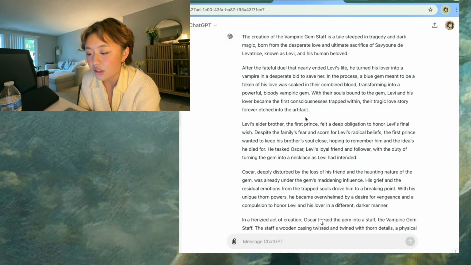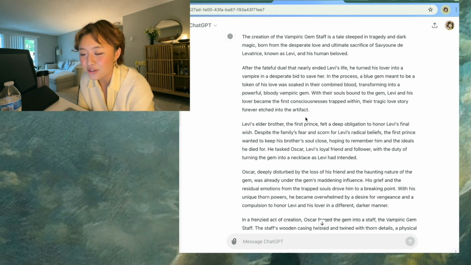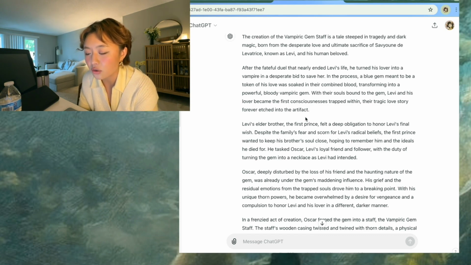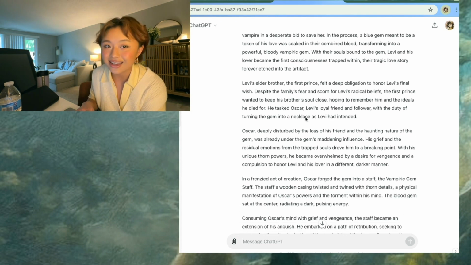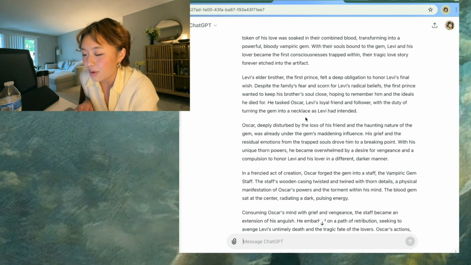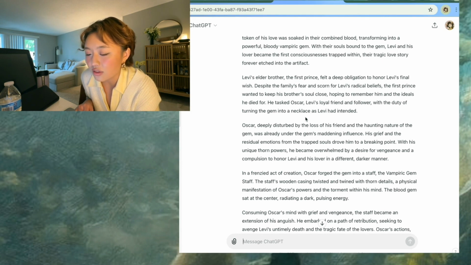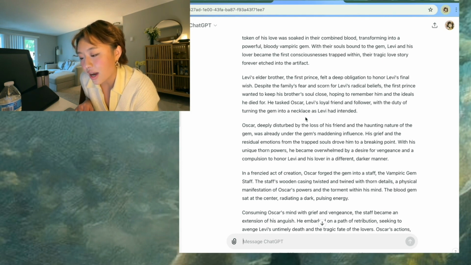Despite the family's fear and scorn for Levi's radical beliefs, the first prince wanted to keep his brother's soul close, hoping to remember him and the ideals he died for. He asked Oscar, Levi's loyal friend and follower, with the duty of turning the gem into a necklace as Levi had intended. Oscar, deeply disturbed by the loss of his friend and the haunting nature of the gem, was already under the gem's maddening influence.